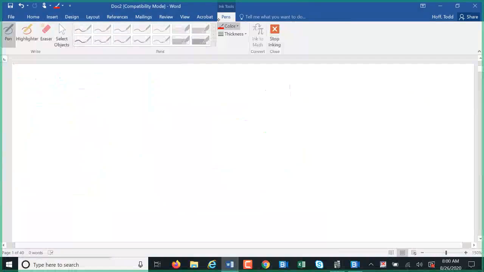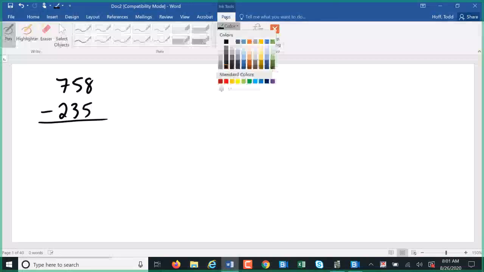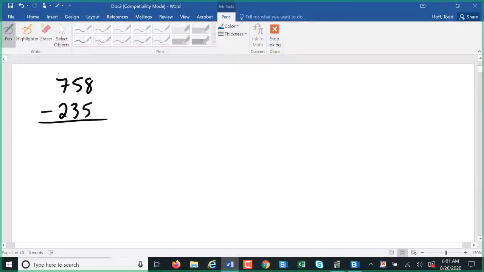For subtraction, I think you guys get the point that we have to line up the columns, so I'm not going to write them out in full form. But let's take a look at something like 758 minus 235. Again, just like addition, we can only combine things that have the same name. So I can only combine ones with ones, tens with tens, and hundreds with hundreds. Once they're lined up, we go ahead and subtract.